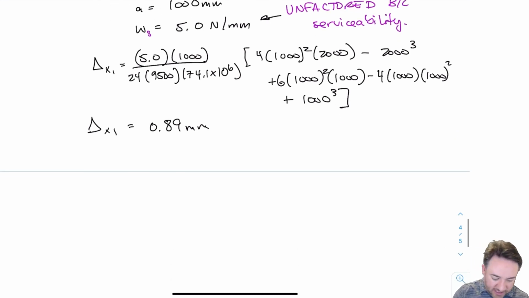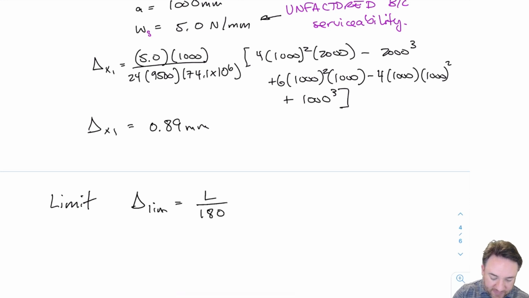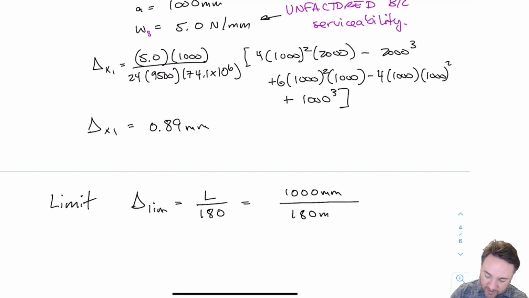Okay, what is my limit on deflection? You recall that my delta limit is L over 180, and that's for deflection caused by the total load, which is serviceability again, so it's the total specified load unfactored. And my L of my cantilever is 1,000 millimeters, and I have 180, not millimeters, I have 180, so it's L divided by 180, and that gives me 5.6 millimeters.